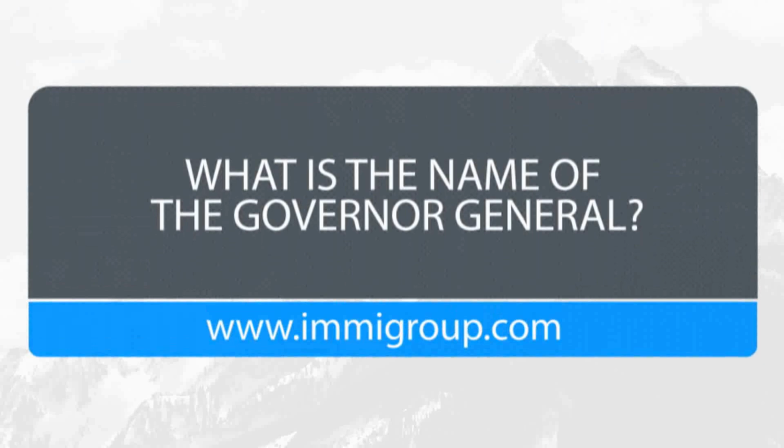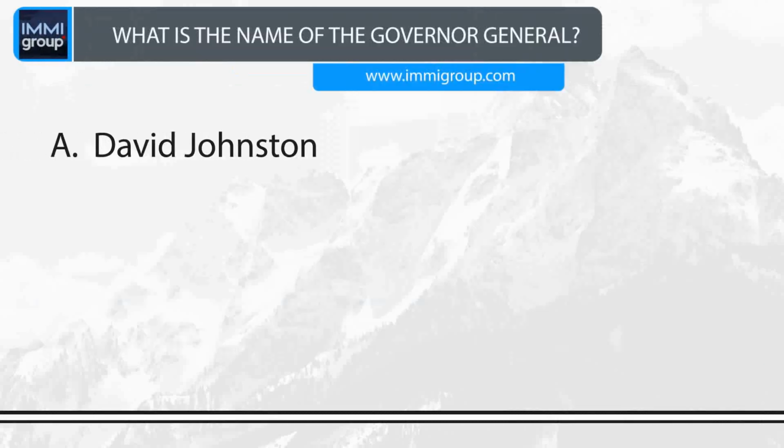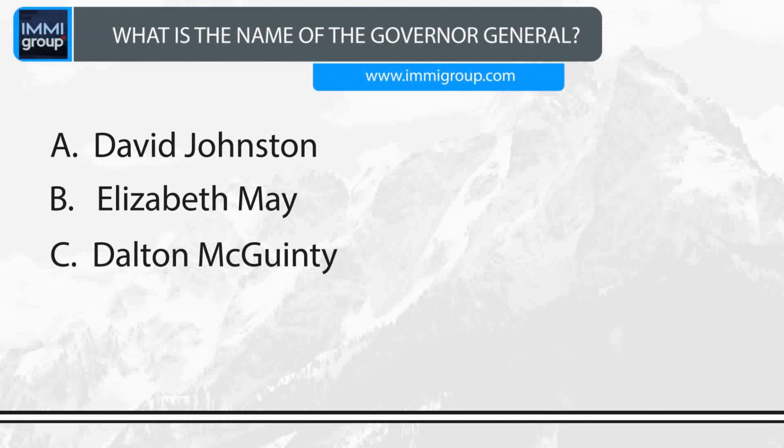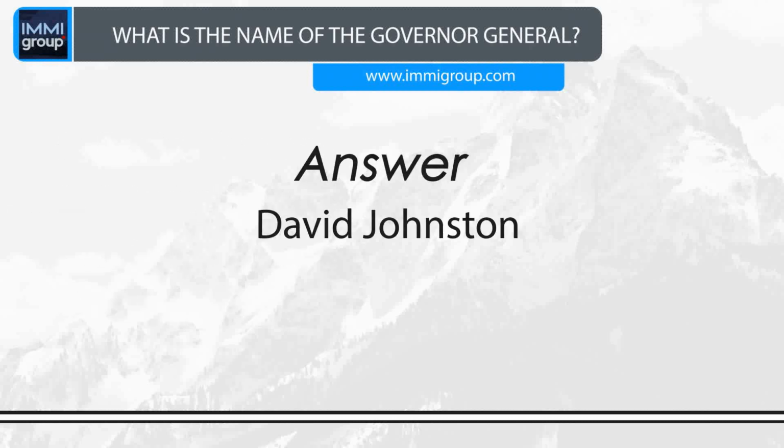What is the name of the Governor-General? A. David Johnson. B. Elizabeth May. C. Dalton McGuinty. D. Michael Jean. Answer: David Johnson.